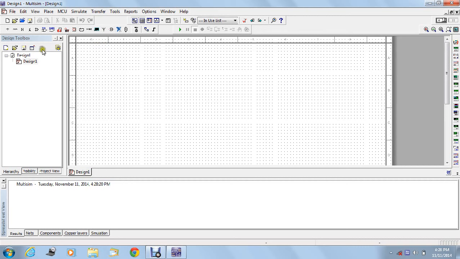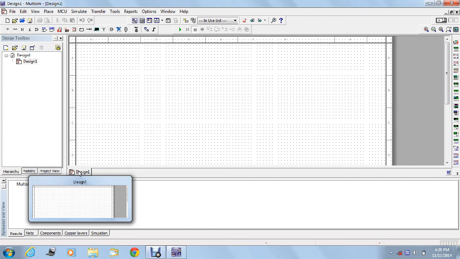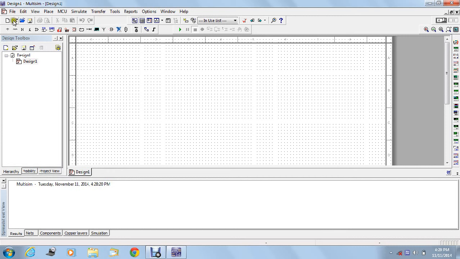So first, this is a Multisim window. This is your designing area. Design 1 is there by default. Here: file, edit, view, place, MCU, simulate, transfer, tools, reports, option, window and help. In help you have all the information of these functions. Today I am going to explain those functions which are required for simulation. The remaining functions you can study from the net or using help documents.